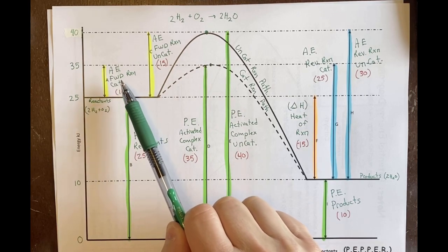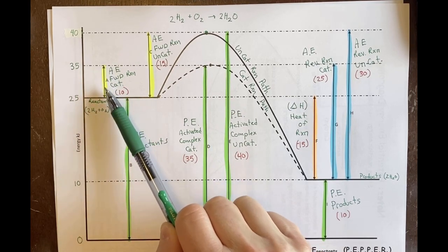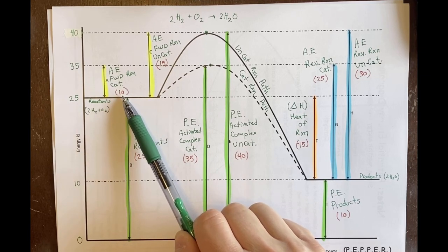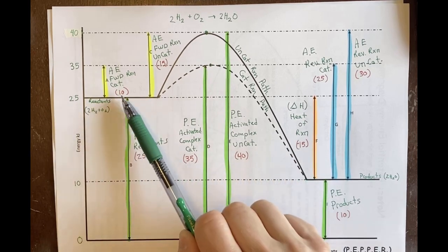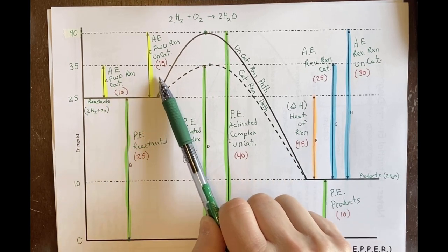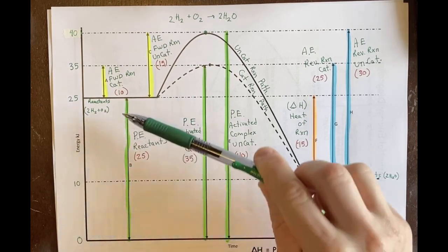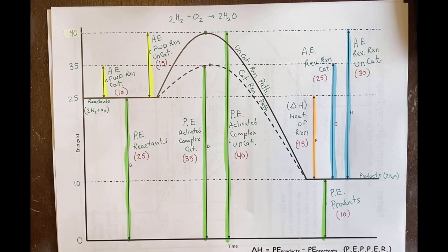You could say that the AE of the forward reaction is this quantity as a line, or it could be numerically 25 and 35, the difference, which is positive 10. The positive negative doesn't really matter for these. It only really matters for delta H. So it's 10. The forward would be 40 and 25, which would be 15. PE of the reactants would be 25 to 0, which is 25. The same for the catalyzed and uncatalyzed activated complexes.